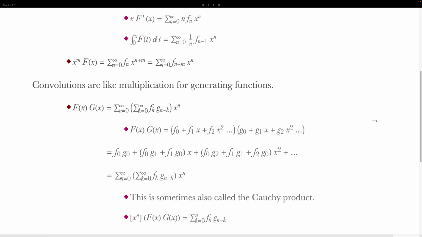Finally, we can rewrite that as the infinite sum from n equals 0 of the infinite sum from k equals 0 of f sub k times g sub n minus k, all multiplied by x to the power of n. Now this is typically called the convolution of big F and big G of x, but sometimes it's also called the Cauchy product. Now something that's important to observe here is that the coefficient of x to the power of n in big F of x times big G of x will be equal to the sum from k equals 0 to k equals n of f sub k times g sub n minus k.